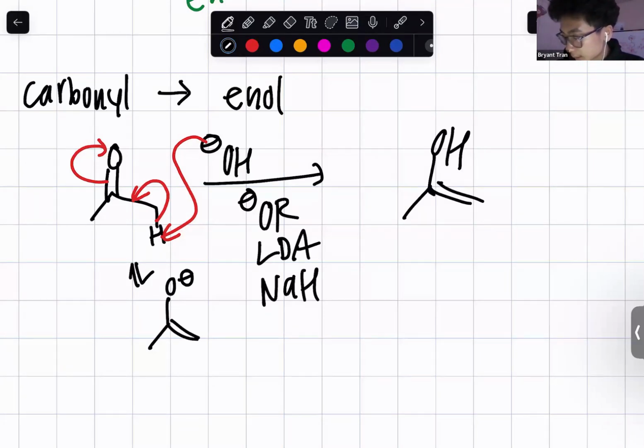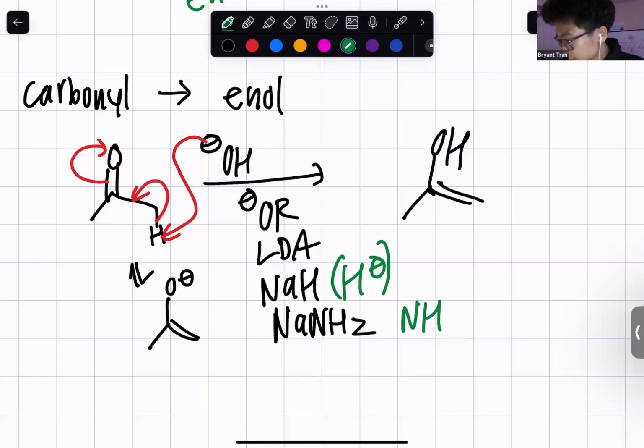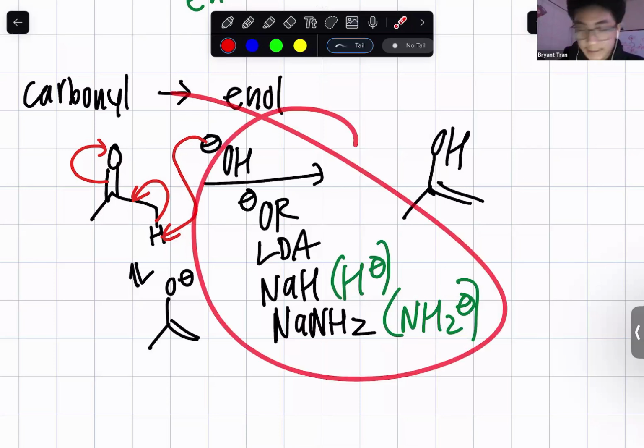It could even be NaNH2, right? But when you see Na here, just think of that as a positive charge, and whatever is attached to it is negatively charged. So really, this NaH here is H minus. This NaNH2 here is NH2 minus. Because on the quiz, you could see KH as well, or KNH2, which is the same thing as H minus and NH2 minus. So those are other bases that you might see.